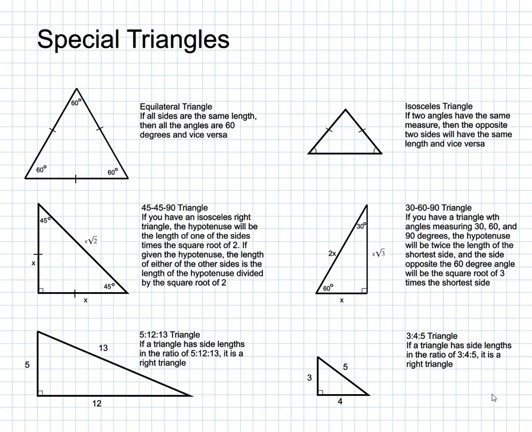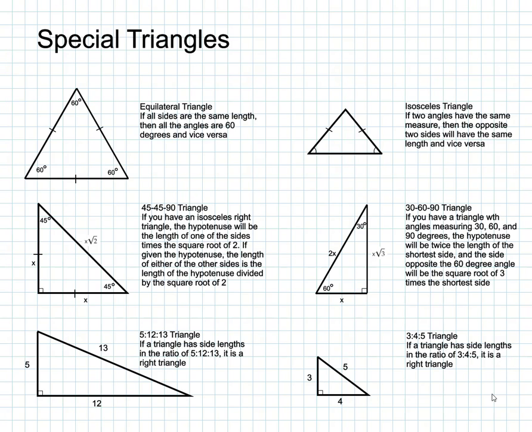In a 45-45-90 triangle, or an isosceles right triangle, the hypotenuse will be the length of one of the other sides times the square root of 2. If you're given the hypotenuse, the length of either of the other sides is the length of the hypotenuse divided by the square root of 2.